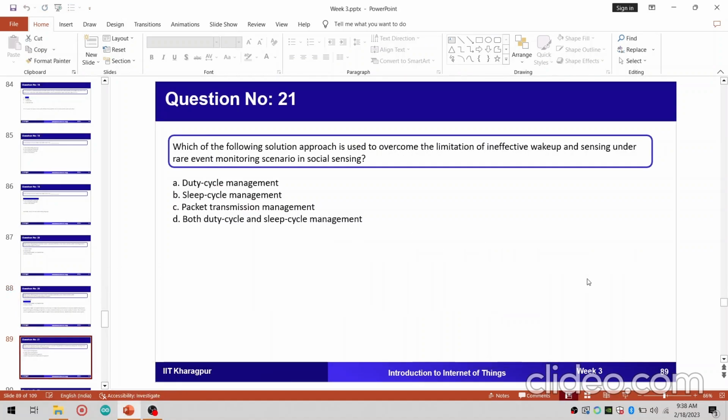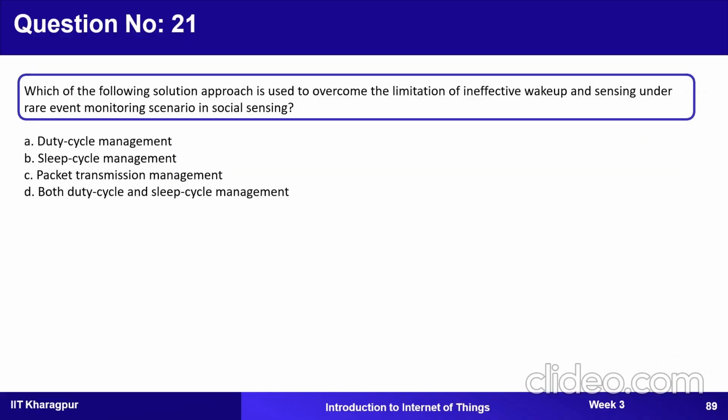Next question is, which of the following solution approaches is used to overcome the limitation of ineffective wake-up and sensing under rare event monitoring scenario in social sensing? Options are duty cycle management, sleep cycle management, packet transmission management, both duty cycle and sleep cycle management.